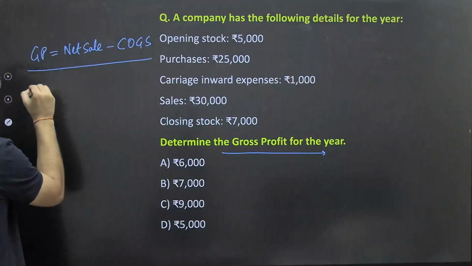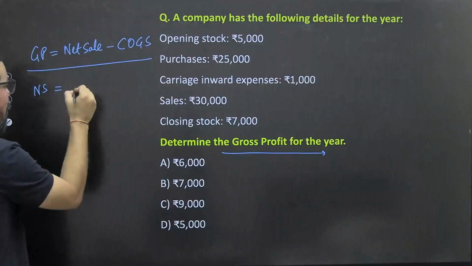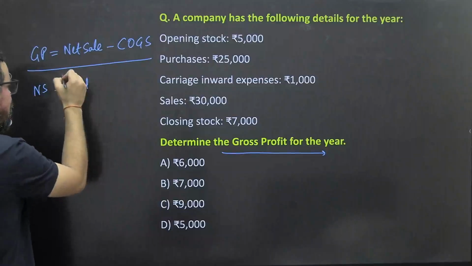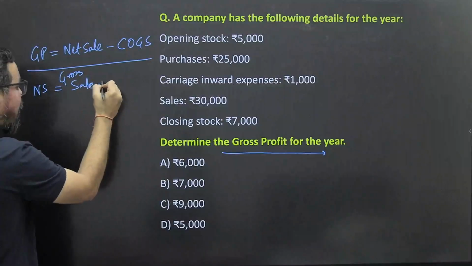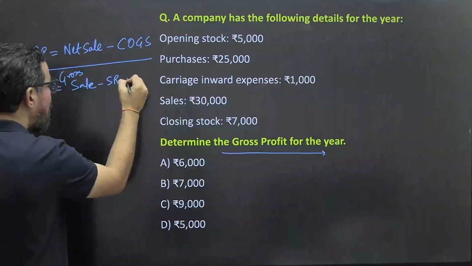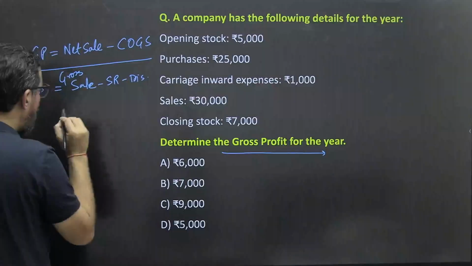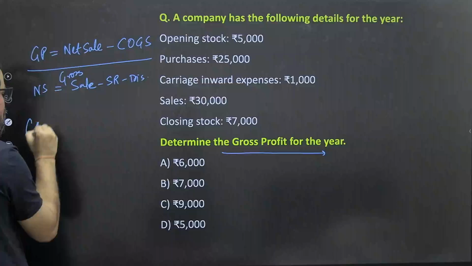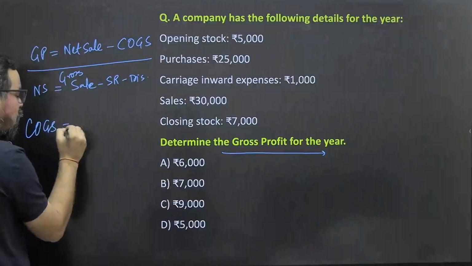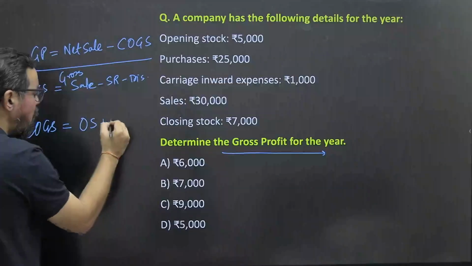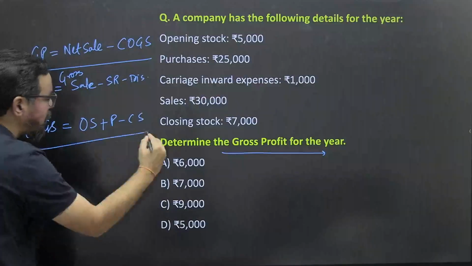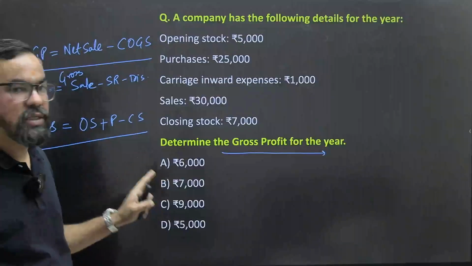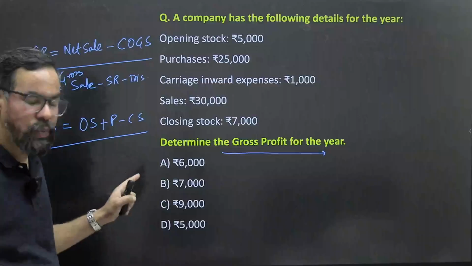Now how will you calculate net sales? Net sales is gross sales minus sales returns minus any discount allowed. Cost of goods sold is equal to opening stock plus purchases minus closing stock, and if any direct expenses are there, you have to add those particular ones also.